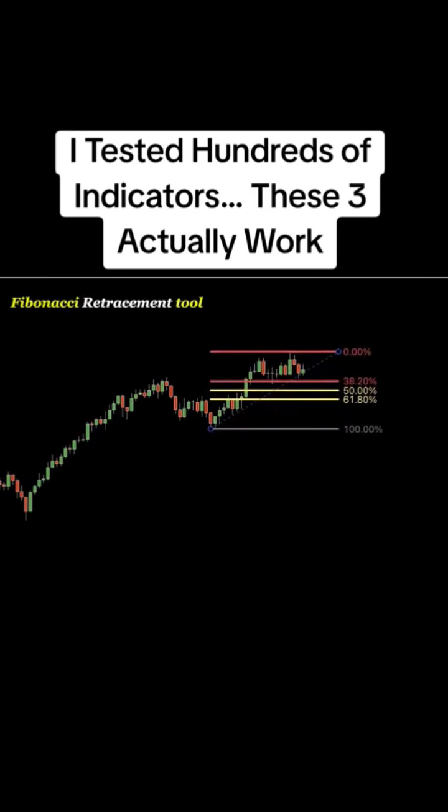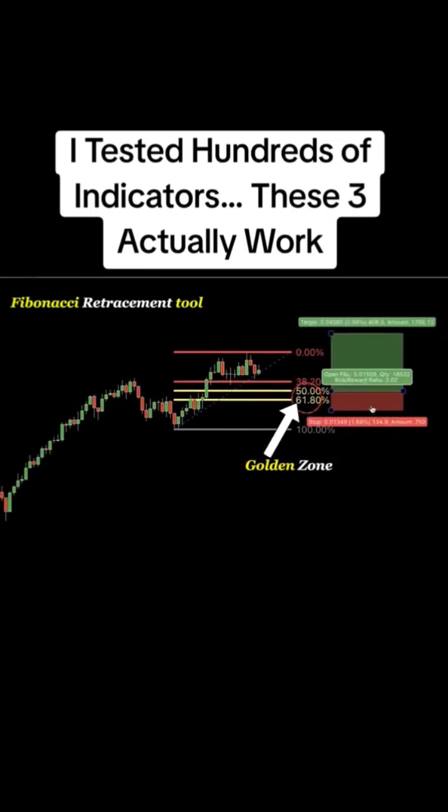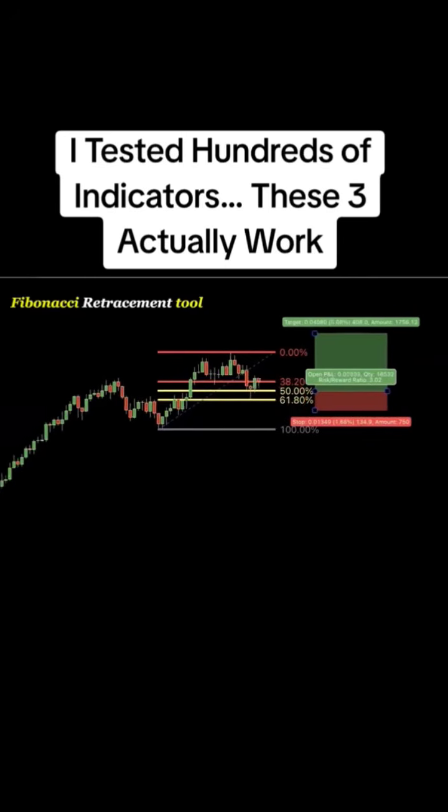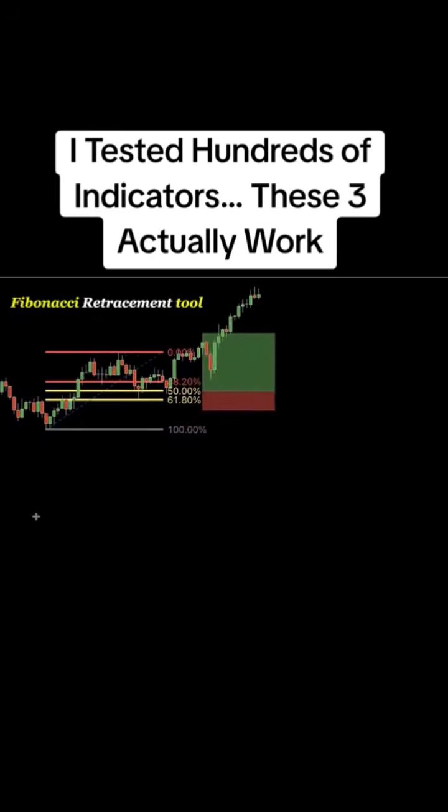As price retraces, pay close attention to the area between the 50% and 61.8% Fibonacci levels, commonly known as the golden zone. This zone often acts as a key area where the pullback may come to an end, and the next bullish move can begin.